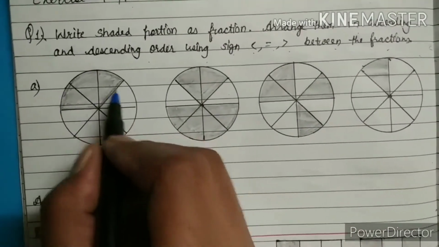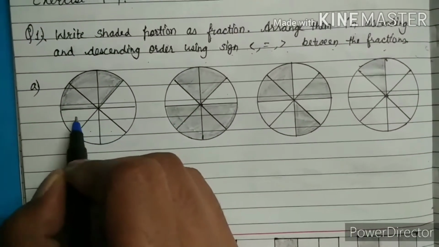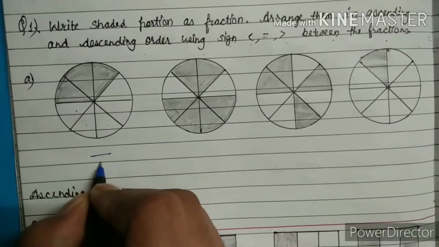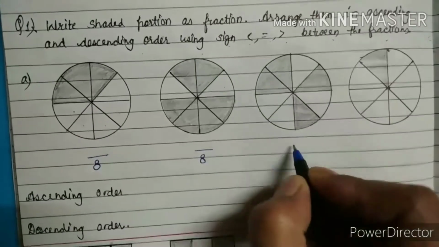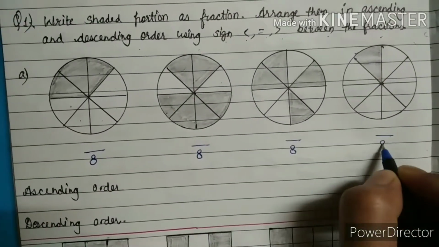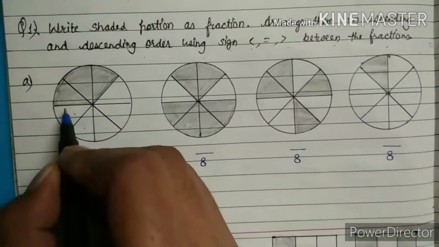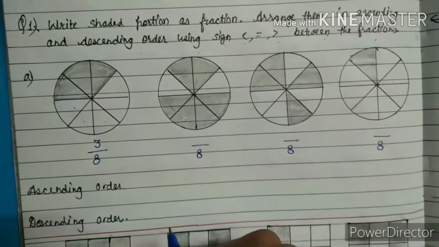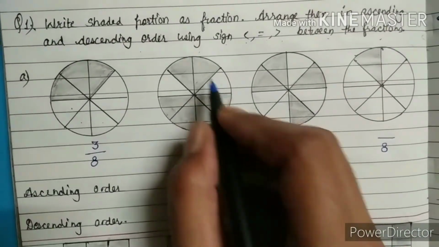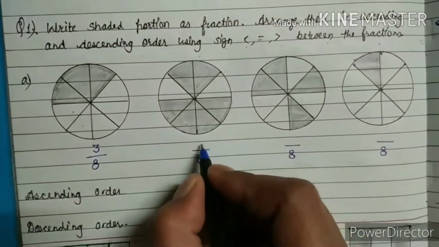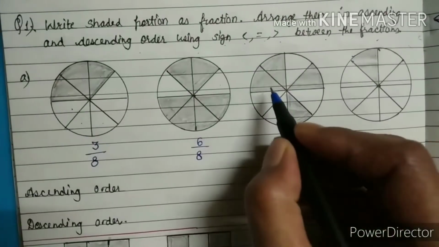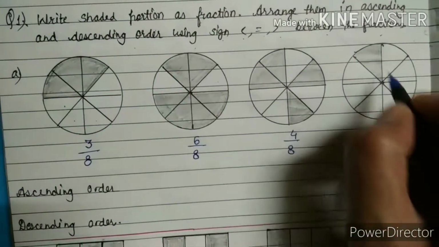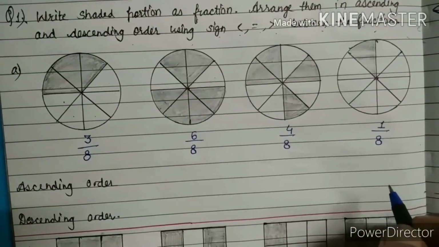1, 2, 3, 4, 5, 6, 7, 8. In all figures 8 partitions are there. That's why I am putting 8 here in the denominator. Now in this how many are shaded? 1, 2, 3 are shaded. In the second one 1, 2, 3, 4, 5, 6 are shaded. Here in the third one 1, 2, 3, 4 are shaded, and in the last only one is shaded. That's why here will come.